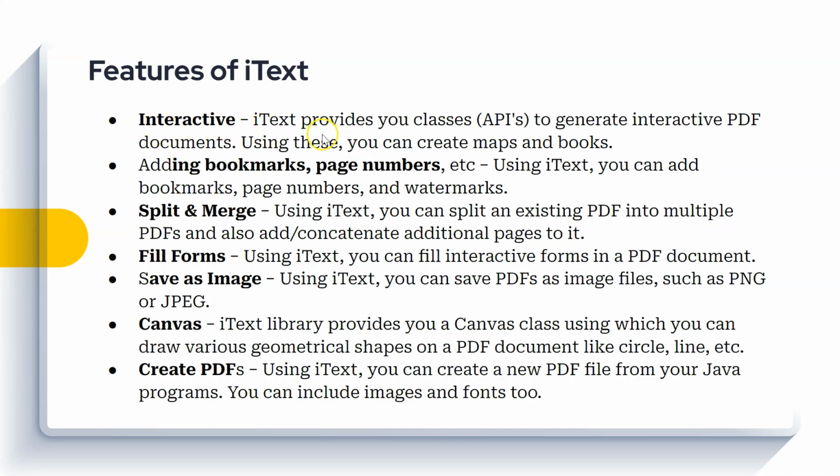All right, let's look at a couple of features of iText. You can create interactive PDF documents like maps and books. You can add bookmarks and page numbers. You can split or merge PDF documents. You can fill forms. You can save as image. You can draw a canvas in the PDF document, and you can create PDFs.